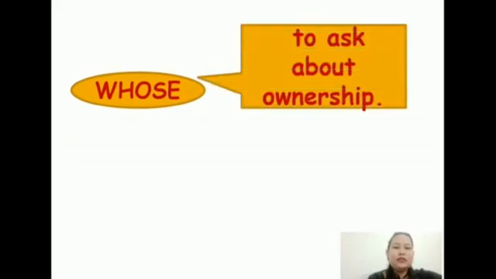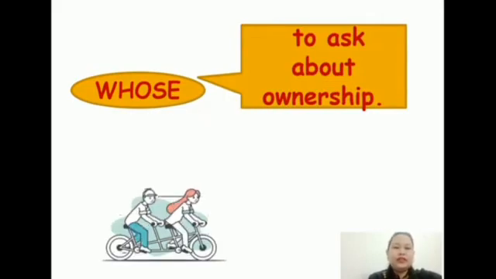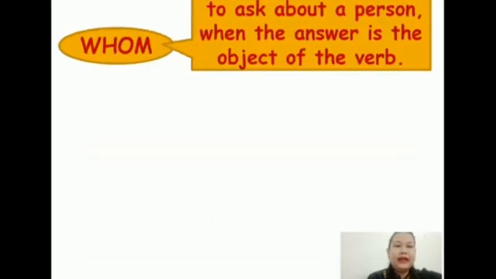Next we have WH word whose. We always use whose to ask about ownership. Okay, for example, if I ask you, whose bicycle do we ride? Yes, can you guess? Okay, so the answer is, it is my bicycle. Okay, so here we are talking about ownership. Okay, ownership of bicycle. And then we have whom.